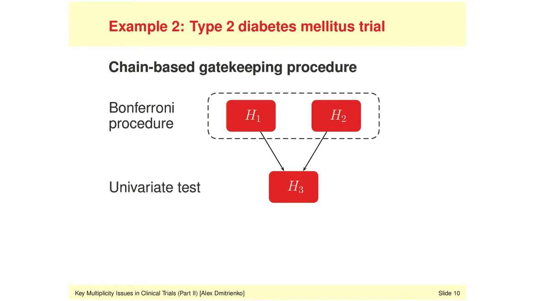In the context of example 2, this chain-based parallel gatekeeping procedure simplifies to the following diagram. There are 2 hypotheses within the primary family, and they will be tested using the Bonferroni procedure. If at least one of those primary hypotheses is rejected, we're going to step down to the secondary family, and since there is only one hypothesis within that family, it will be tested using an appropriate alpha level univariate test.